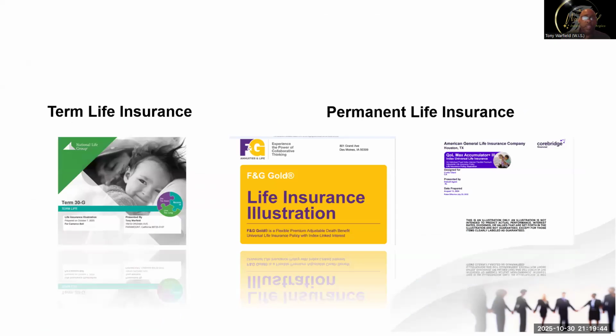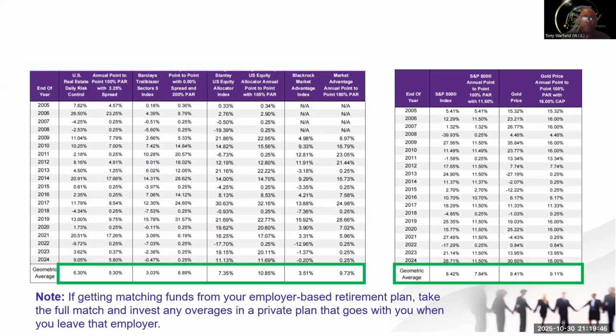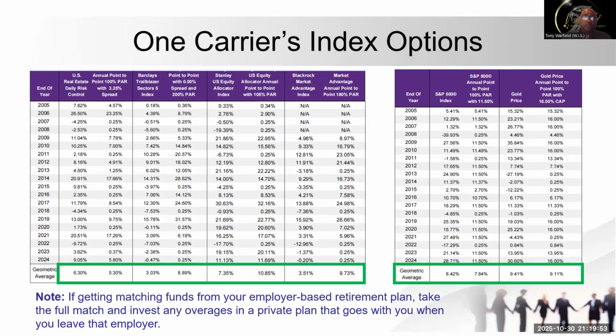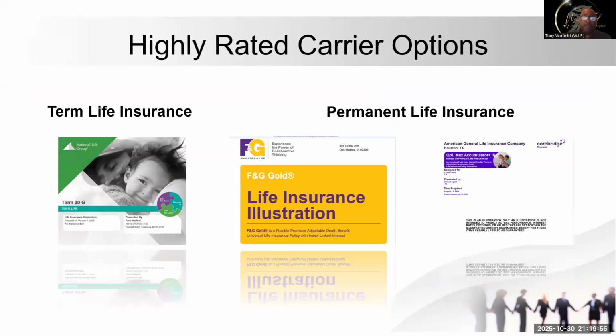So I want to be able to cover a couple more things before we go. I hope this was clear. So I have some favorite carriers: Fidelity and Guarantee, National Life Group, Corebridge, Emeritus, Principal is for group life, Standard, Equitrust, whoever, right? We got a lot of different carriers out there that offer some really great products.